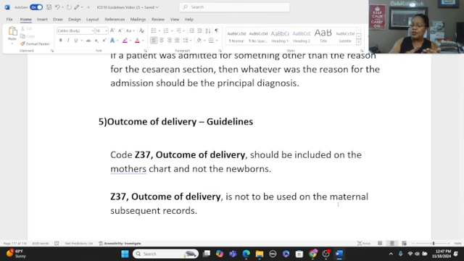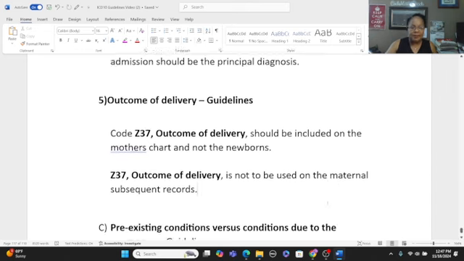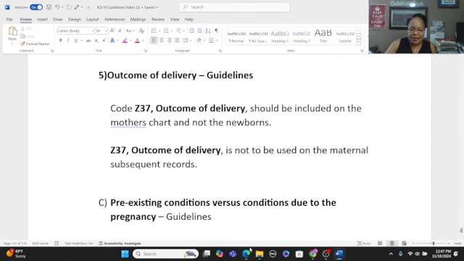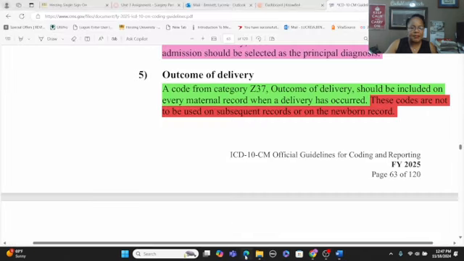Was it twins? Was it triplets? Was it one stillbirth and one live birth? Whatever the outcome was, that goes on the maternal record on the admission when she delivers. Should she come in during the puerperium, you do not put that Z37 on those additional admissions. All right, C, let's see what C says.